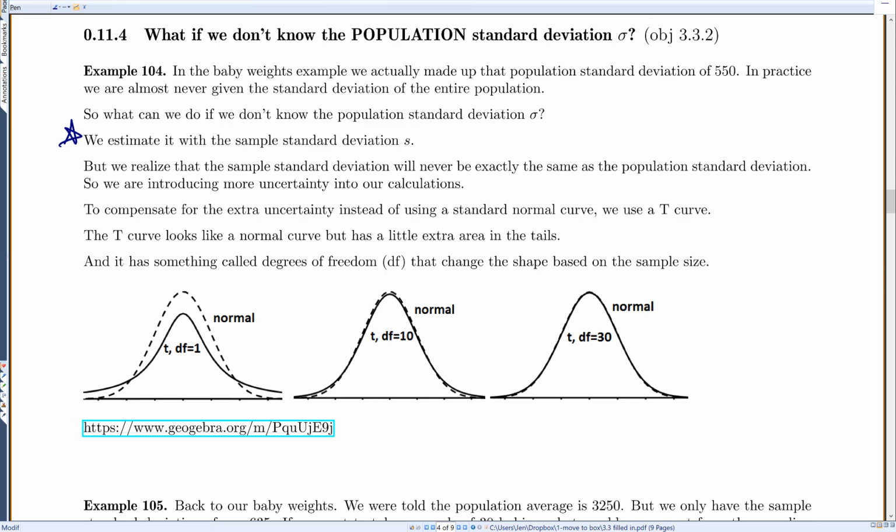So we like the t-curve. It compensates for that extra uncertainty when you have small sample sizes. By the time you get a big enough sample size, it doesn't even make a difference anymore. You could have just used the normal curve. Okay, but we use the t-curve when we don't know the population standard deviation because it just has a little bit extra area in the tails.